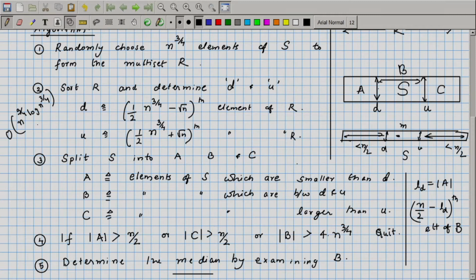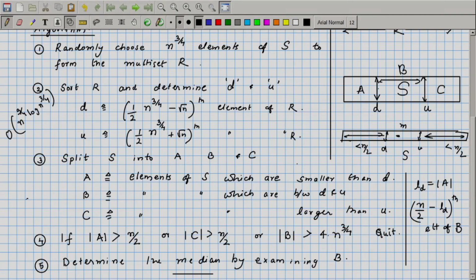And then, once you have determined d and u, splitting the entire array into 3 parts will take no more than linear time. After examining each element inside S, we can determine whether it falls in A or B or C. So, this can be done in order of n time, and the sizes of these sets can also be determined in linear time. Once we have done that, since B is guaranteed to be a small set, we can just sort the entire collection B and find the median of the complete set. So, the algorithm clearly runs in linear time.